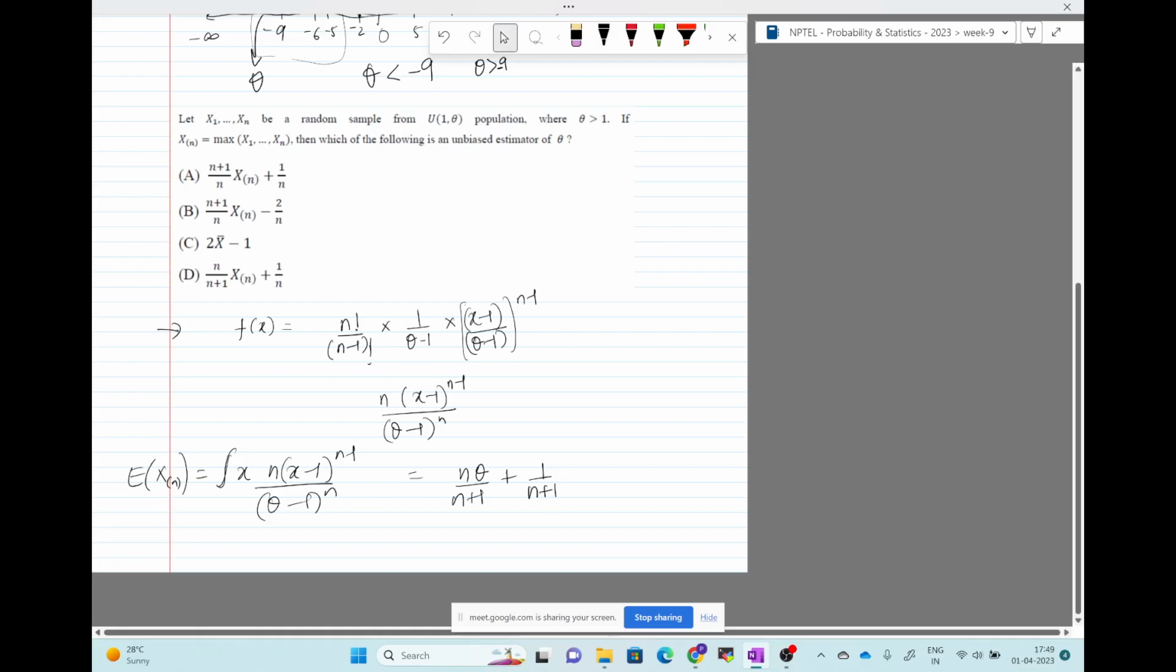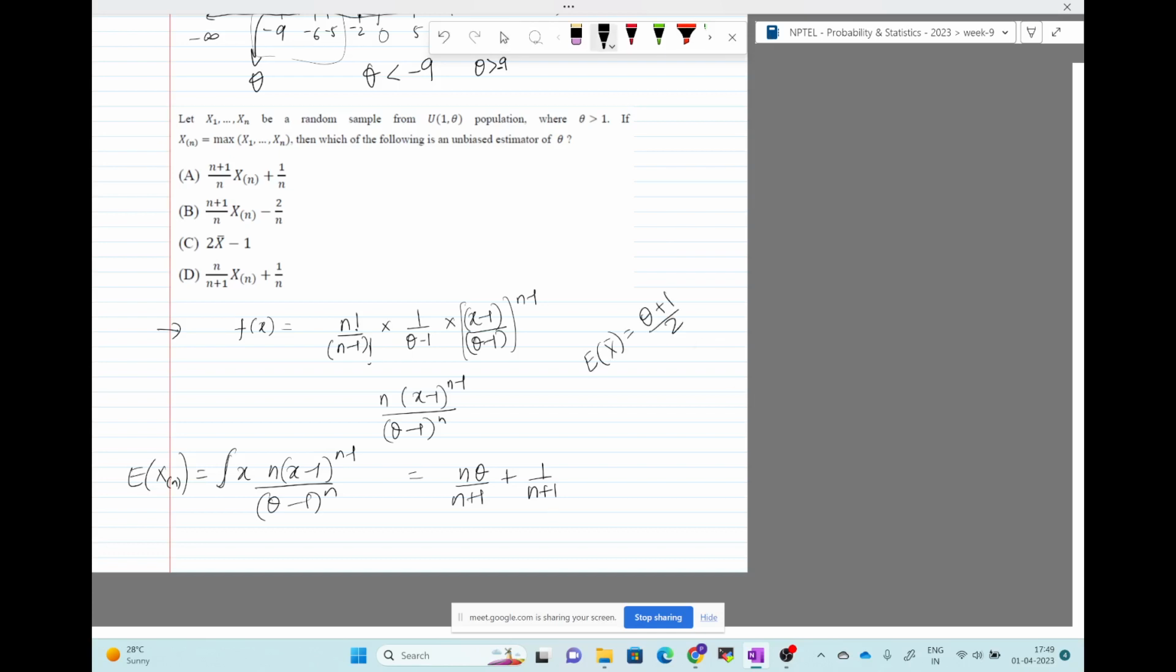Instead of xn, you took x bar. Expectation of x bar. So that will be theta plus 1 by 2. Expectation of x bar is theta plus 1 by 2. Yes, it is theta plus 1 by 2. So you got this.